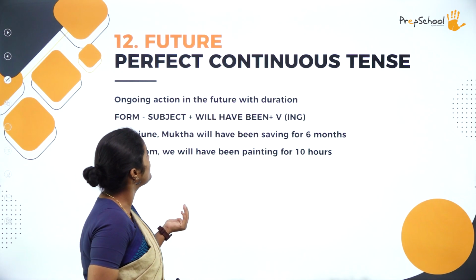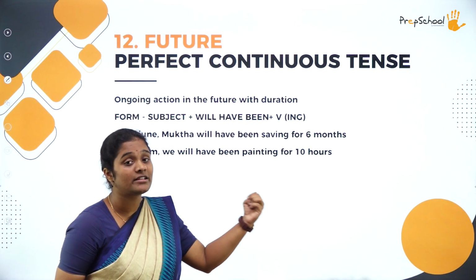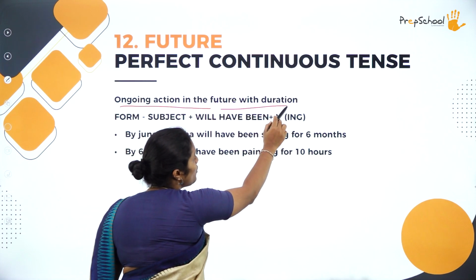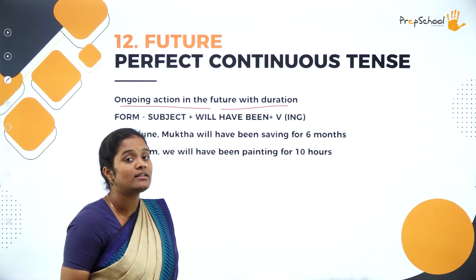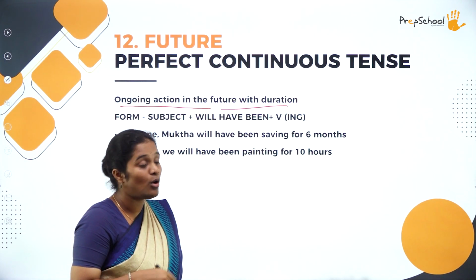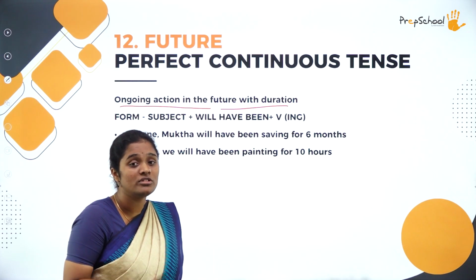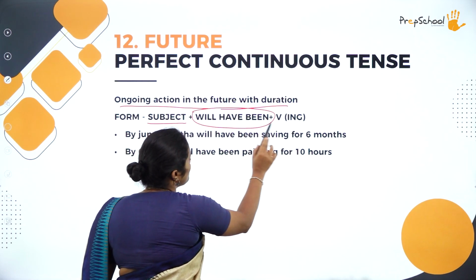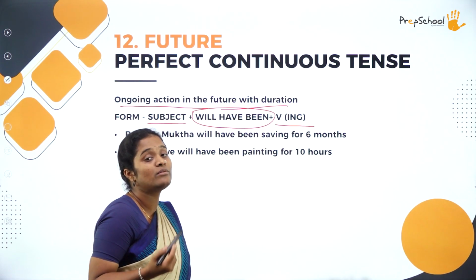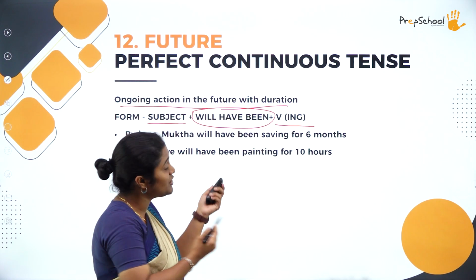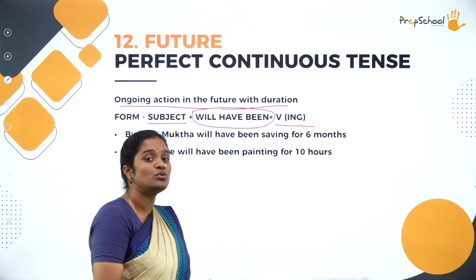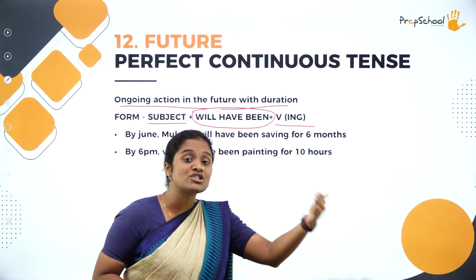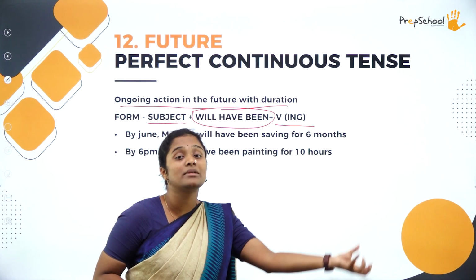Now we are only left with the final one, future perfect continuous tense. Ongoing action in the future with duration. What is an addition over here is that you're also going to talk about the duration. How? Subject will have been plus verb in the ing form. Why verb in the ing form? Obviously, you have continuous, hence verb in the ing form. Future action that will be completed, but when the action is ongoing, you're talking about that time reference.